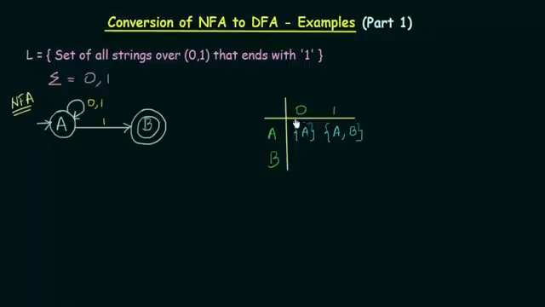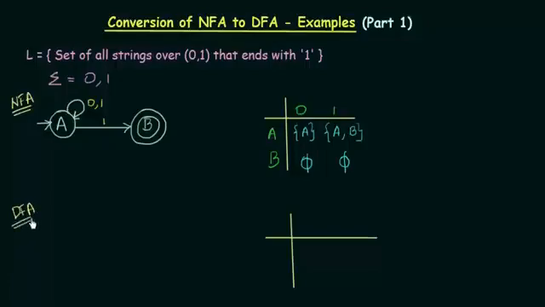And B on getting input 0, where does it go? It goes nowhere. B on getting input 1, where does it go? It goes nowhere. So we'll write it as phi. B does not go anywhere. So now we have the state transition table for the NFA. Now let us try to convert it to the equivalent DFA. For that, let us draw the state transition table for the equivalent DFA.